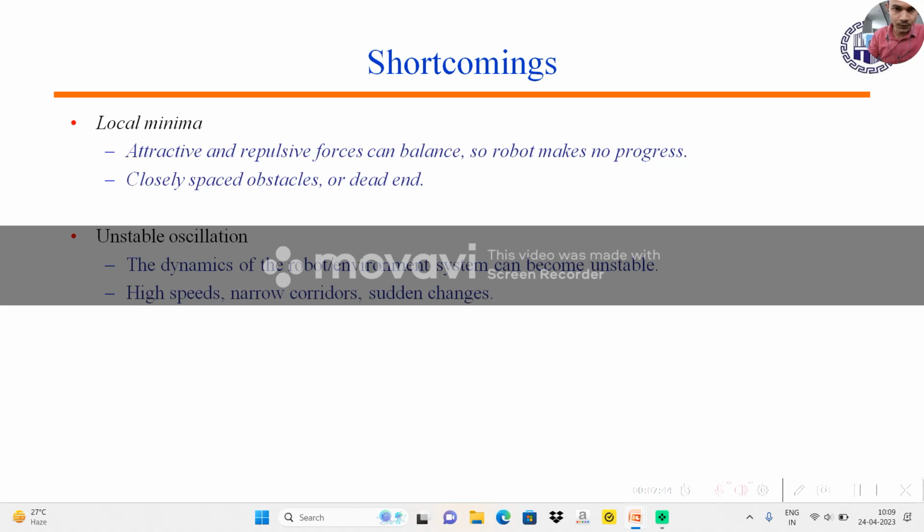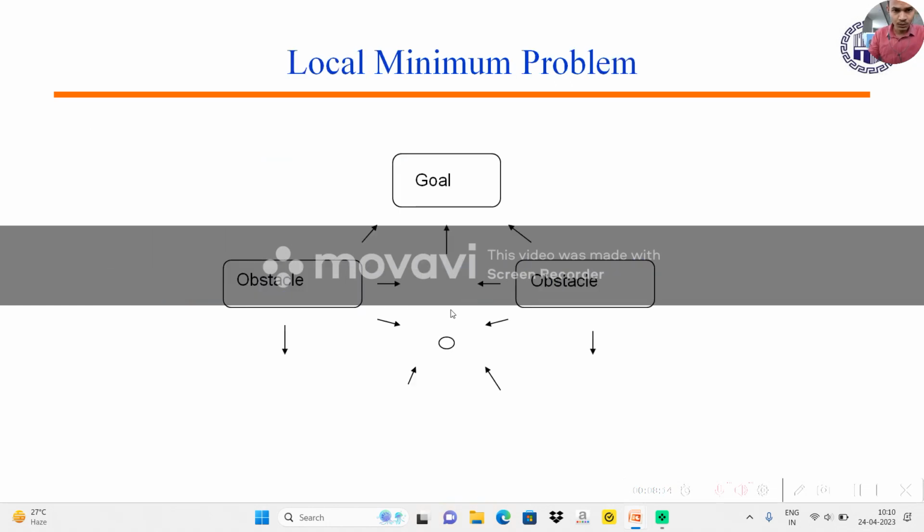Closely spaced obstacles, dead ends, or unstable oscillations. The dynamics of the robot-environment system can become unstable in some situations. It may jump out of the goal state by experiencing close obstacle repulsive forces, maybe in high-speed narrow corridors or sudden changes. So this is a local minimum problem.